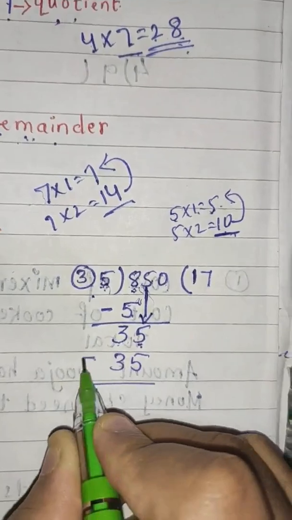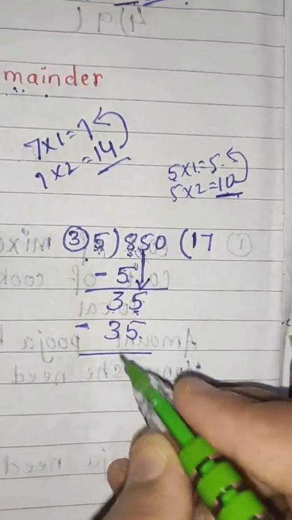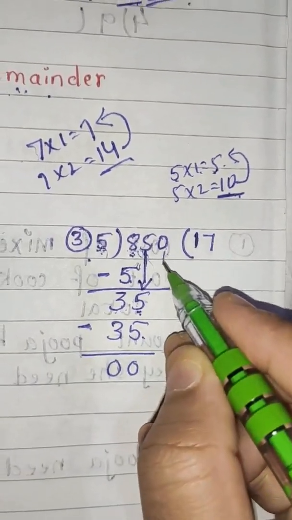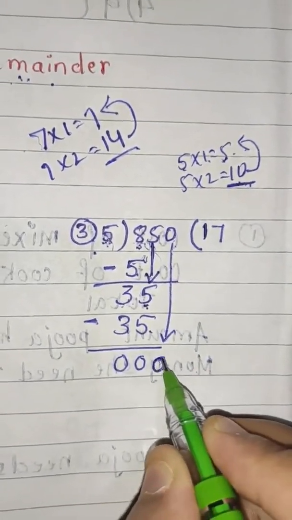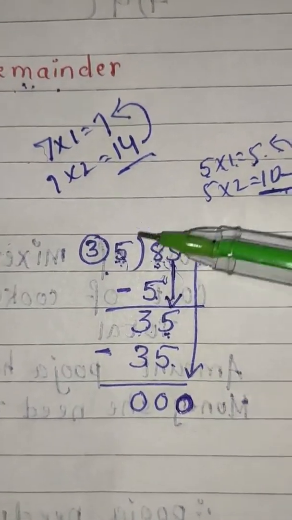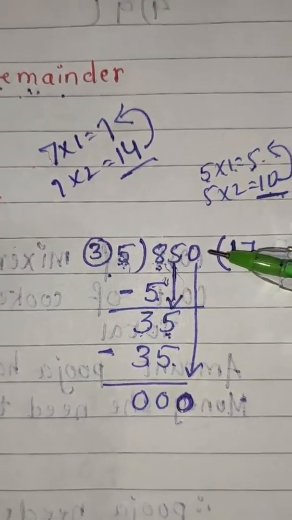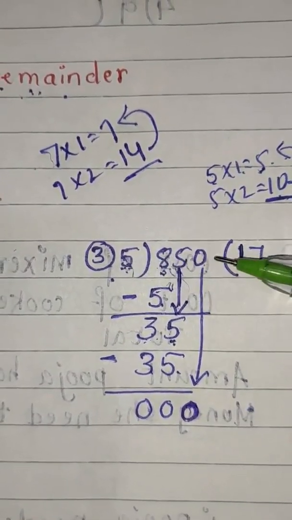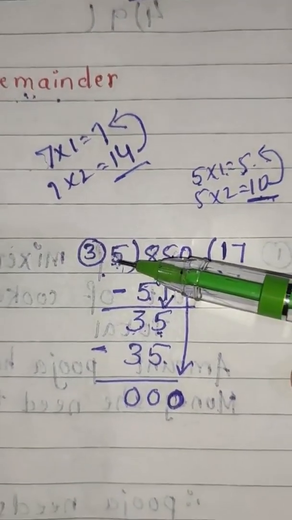So let's subtract it. 5 minus 5, 0. 3 minus 3 is 0. Now bring down the 0 here. Yes. So children, now see here, this 0 is smaller than this 5. So here we are not having any digit to take. Right. So 0 is smaller than the 5. So what we have to do?